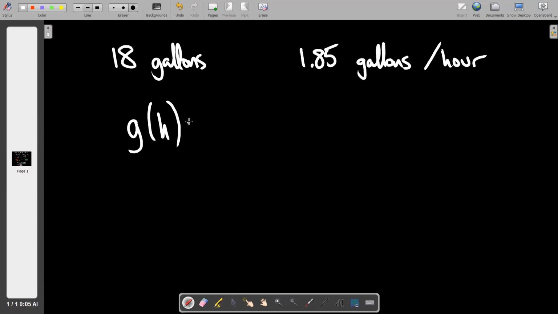What would this particular model look like? Again, think starting point and then change. Start, change. What's the starting point? 18. I love that. What's the change? Minus 1.85. Yes.